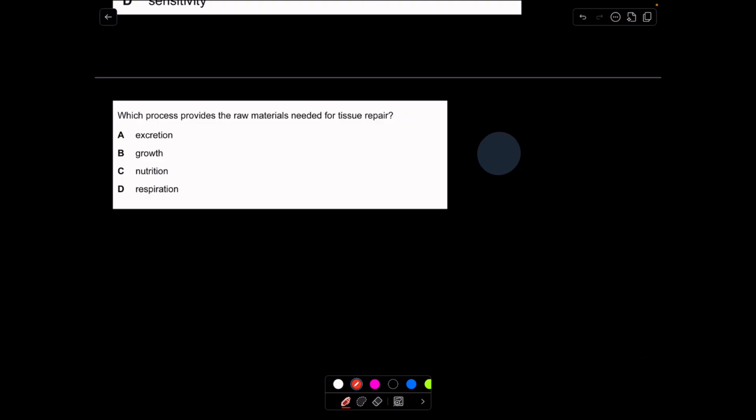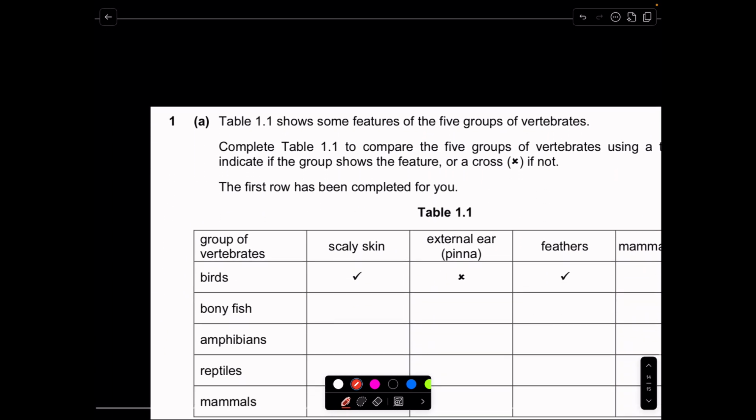Now, which processes provide the raw materials needed for tissue repair? Now, the raw materials means the things that you make up the tissues from, which is from nutrition, okay? C.